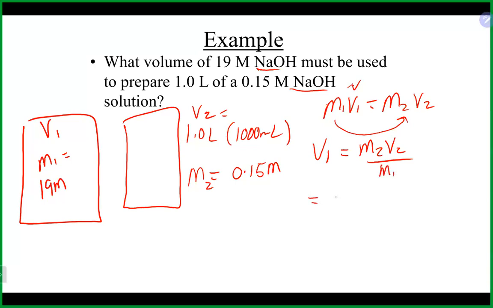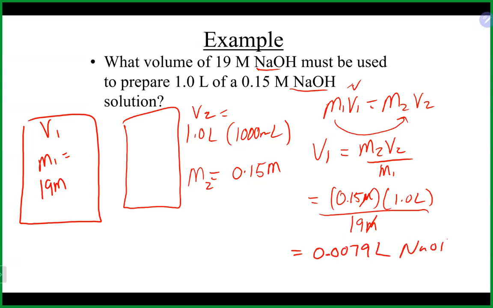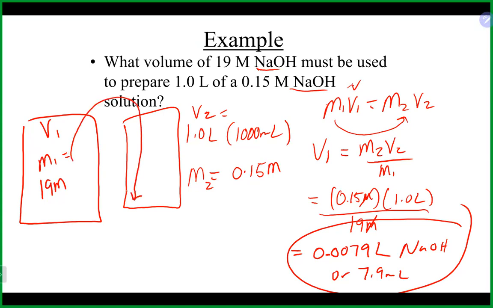Putting in our values here, 0.15 molar, our 1 liter. And on this side, we have 19 molar. So our molarities cancel in this case. And we end up with basically 0.0079 liters of sodium hydroxide, or that's approximately 7.9 milliliters of sodium hydroxide. Any questions on that calculation? So what does that number represent? That number represents how much of the more concentrated solution that you would take out.